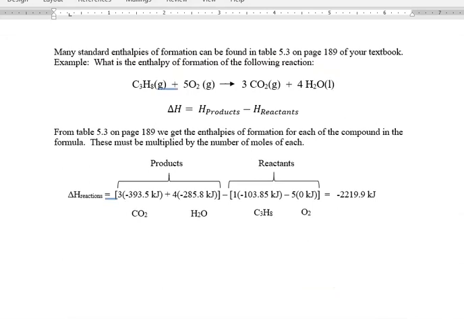Okay, so many standard enthalpies of formation can be found in Table 5.3, or on the Google Classroom, I should say here. And now I give you one last problem to do. You can do that as you wish, but I've gone ahead and done it. If you understood what was above, then you're fine.